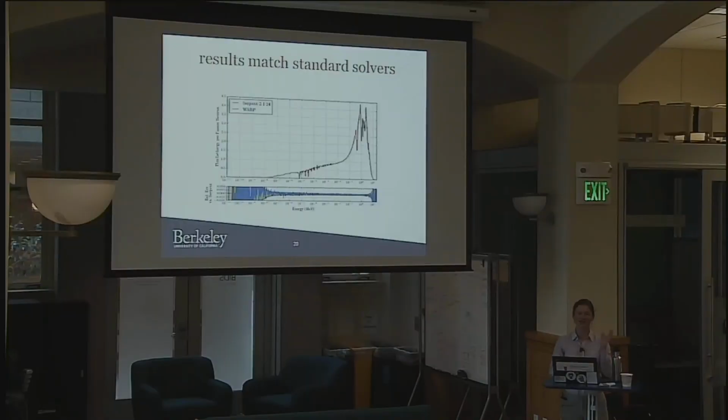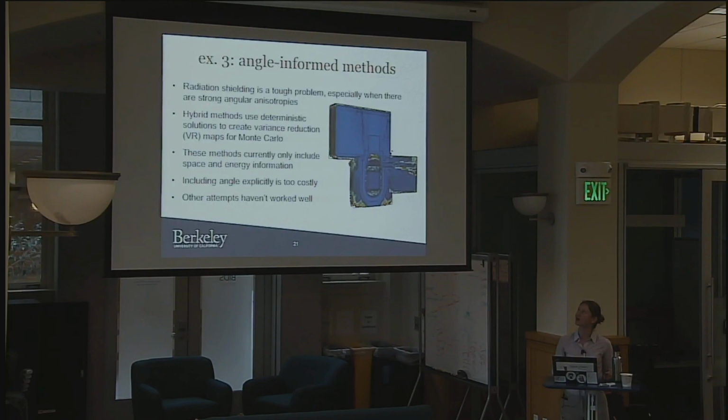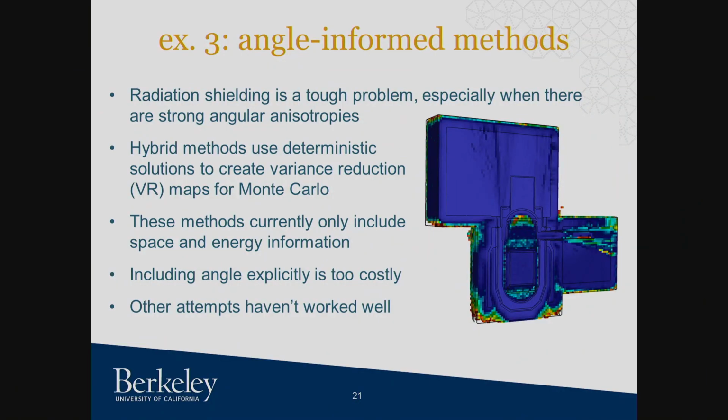OK, so that's Monte Carlo and GPUs. And the third example I'm going to talk about, how am I on time? OK, is angle-informed methods. So this is a third chunk of how we think of a third version of the things that we do. So hybrid methods use deterministic solutions to create variance reduction maps for Monte Carlo.